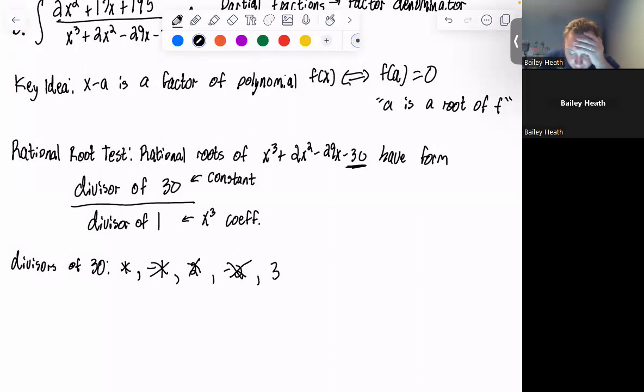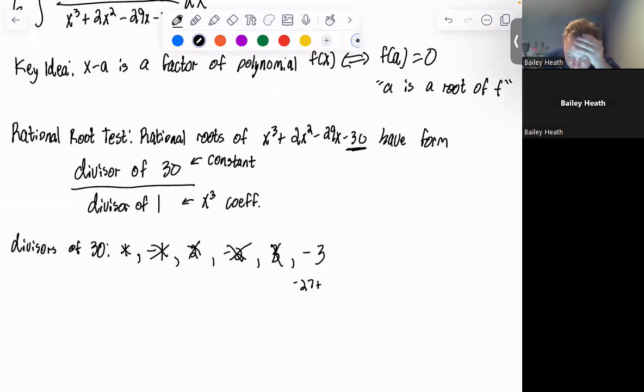What about 3? So I plug in 3, I get 27 plus 2 times 9 is 18, so 27 plus 18 is 45. That's not going to work. What about minus 3? I have a good feeling about this one. So I get negative 27, and what I'm doing is just plugging this into that denominator. Negative 3 squared is 9, times 2 is 18, so plus 18, plus 87, minus 30. I don't think it's going to work. No, it's definitely not going to work. So we keep trying things.